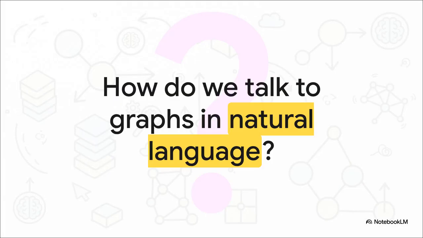So GNNs give us the unprecedented power to predict hidden patterns and uncover knowledge that, honestly, we'd never find manually. But here's a provocative thought to leave you with. Now that we have this incredibly intelligent, structurally aware graph, how do we actually talk to it using our own natural language? How do we just ask it questions and get reliable, cited answers back?